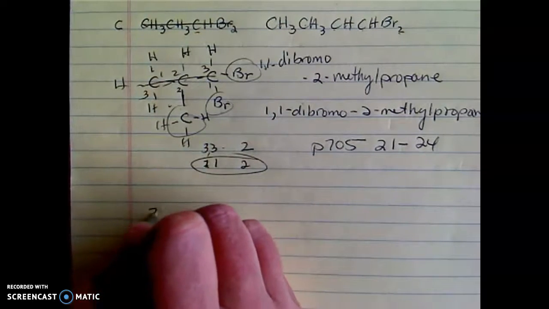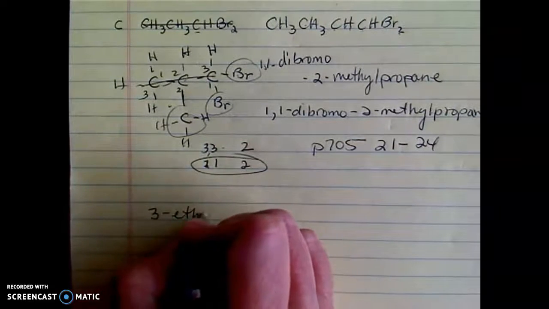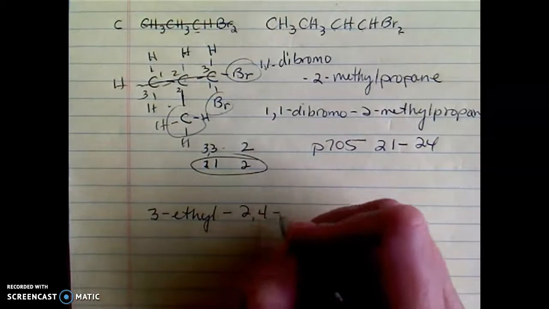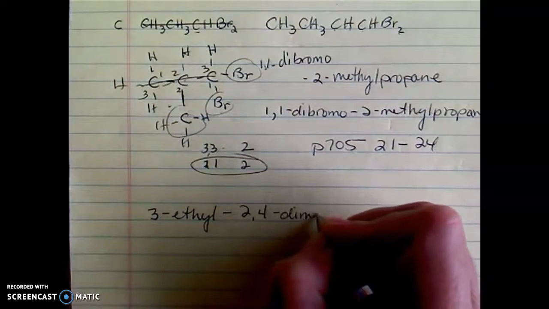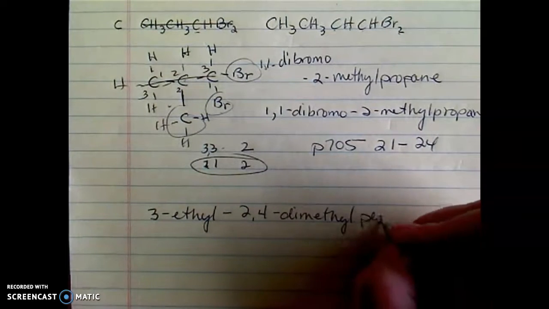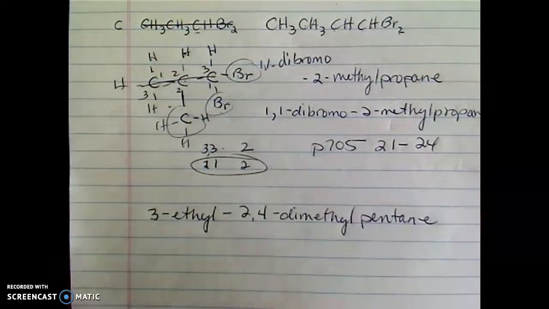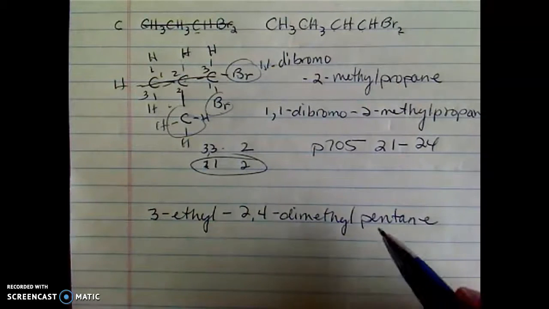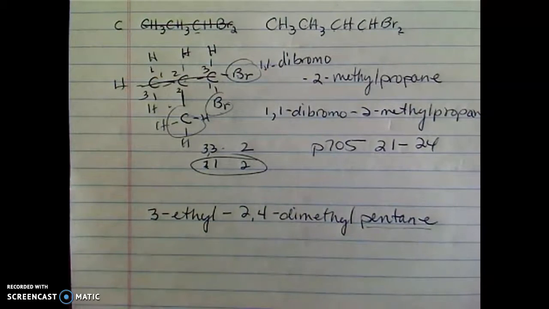So we have 3-ethyl-2,4-dimethylpentane. Okay. I think this way is a little bit easier, going this route instead of starting with the structure and naming. So because I've got my parent name, that's where I start.